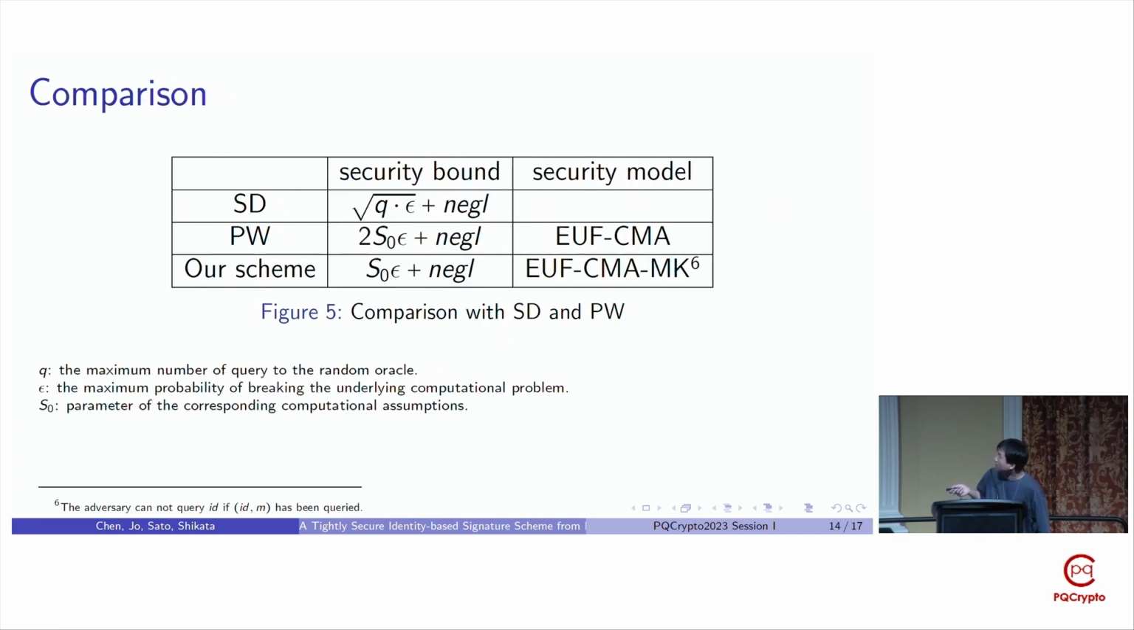Then we give a comparison between our scheme and the existing IBS. From this table, we see that our scheme achieves the tightest security bound. This is because PW used the certificate transformation, and the security of PW is reduced to two independent hard problems, but the security of our proposal is reduced only to one hard problem.